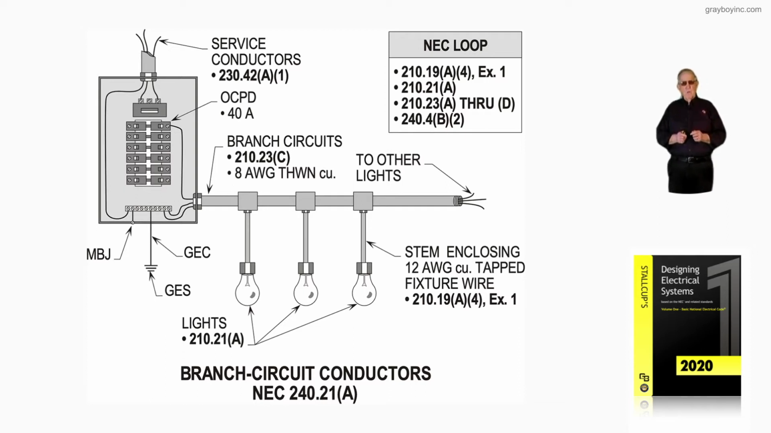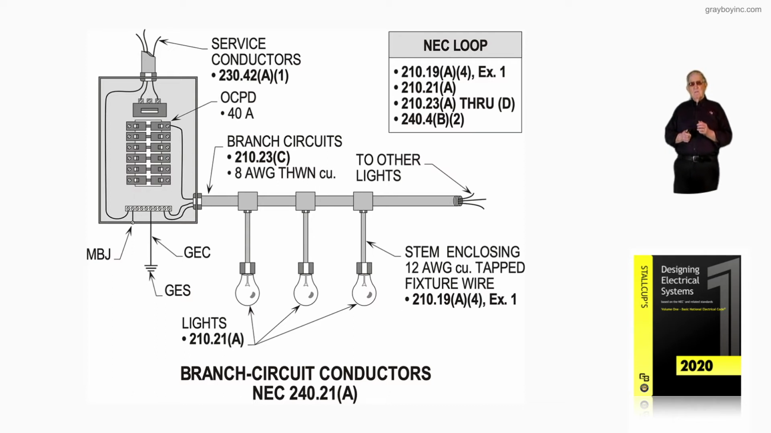There's some sections that are very important to really get a handle on why this is permitted. Now, in the NEC loop, as you always see, we have that available to you so it increases your knowledge on what's taking place here. So we suggest you look at 210.19A4, exception 1, 210.21A, and 210.23A through D, and 240.4B2.